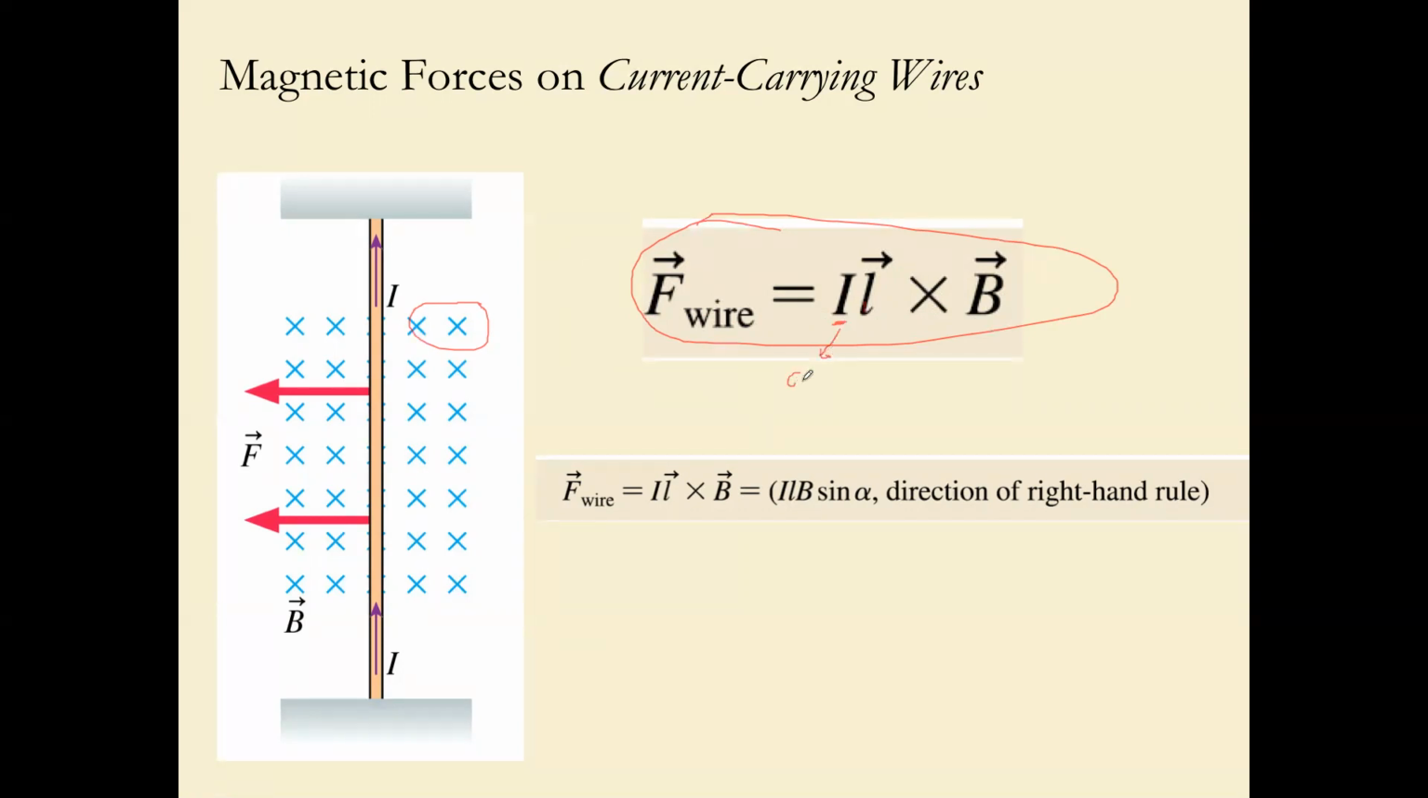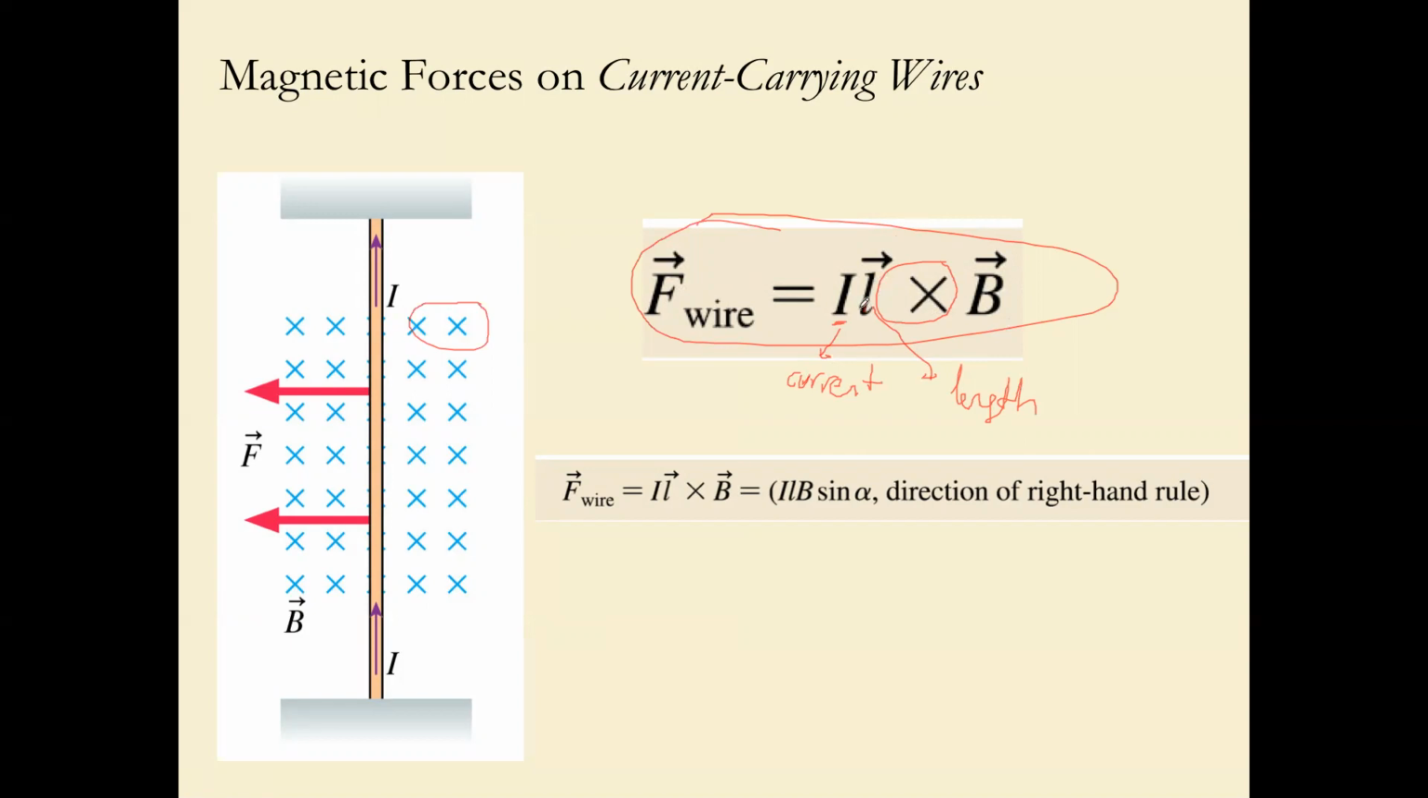This is current, and this is length, and this is the magnetic field. Again, there is a cross product, so we will apply the same rule to find the direction of force.